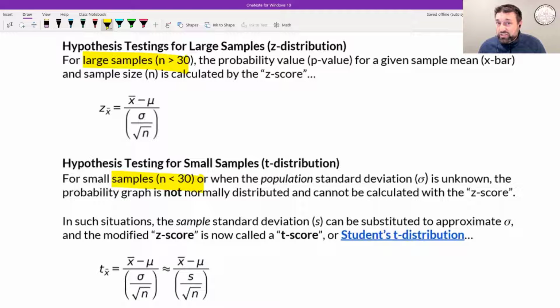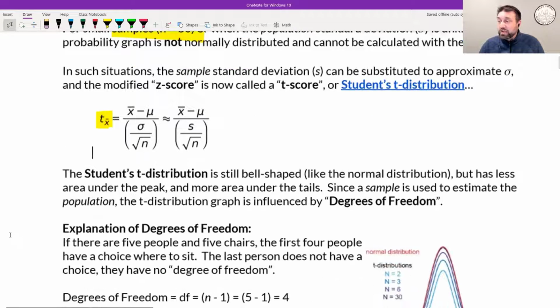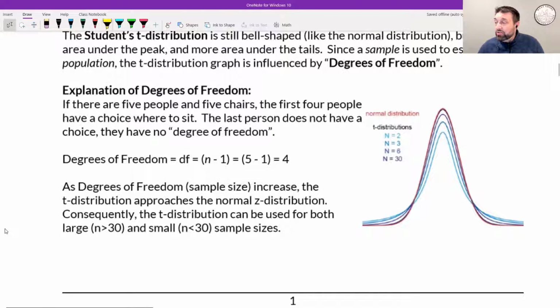And when you have a large sample size, you use a z-score. When you have a smaller sample size, you have to use a t-score, which is dependent on your confidence level and something called degrees of freedom. And so if you have 5 items, if you got 5 people in 5 chairs, there are 4 degrees of freedom, one less than the number of items.